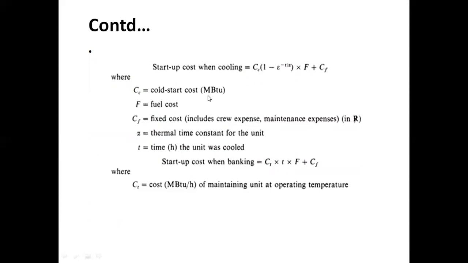C suffix C stands for cold start cost in MBTU, F is the fuel cost, and C suffix F is the fixed cost. This includes crew expenses and maintenance expenses. Alpha is the thermal time constant for the unit. T is the time in hours the unit was cooled.